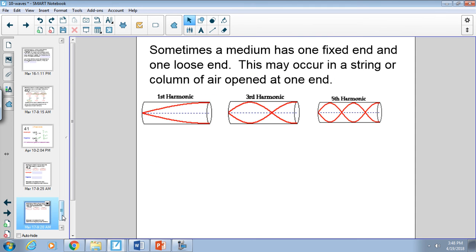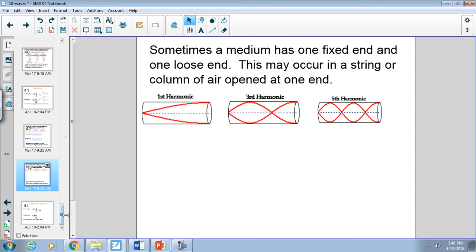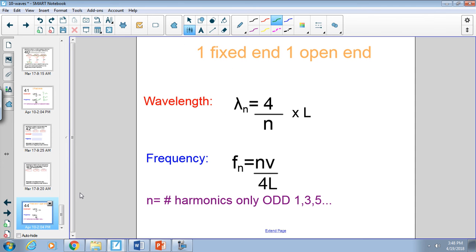What makes it tricky is when you have one end open and one end closed. This can occur in a string or a column of air if you tap one end, and what we end up with is having a node to start with, right, at one end, so it always is going to end in a node. So first harmonic, can't fit another one, so that's the third harmonic and fifth harmonic. Notice that there is not a second or fourth harmonic because they only do odds.